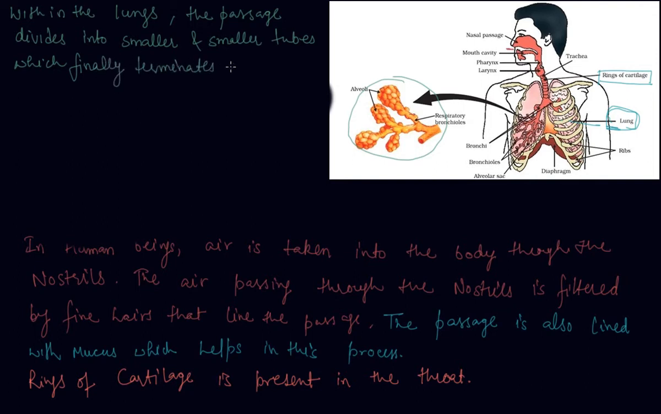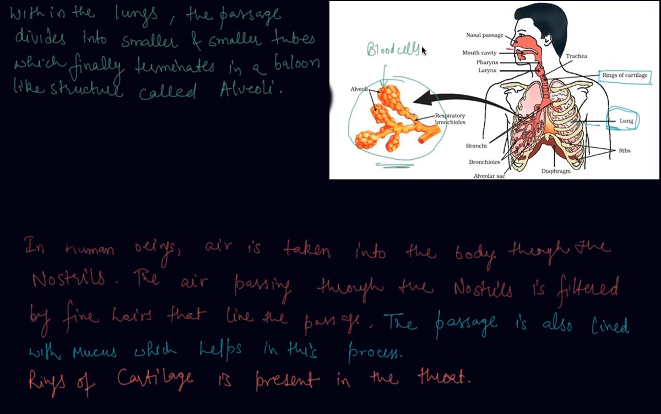Which finally terminates in a balloon-like structure called alveoli. Okay, students. So the alveoli provide a surface where the exchange of gases takes place, means oxygen and carbon dioxide. The wall of the alveoli contains an extensive network of blood vessels. The red color of the alveoli is only because of the blood.